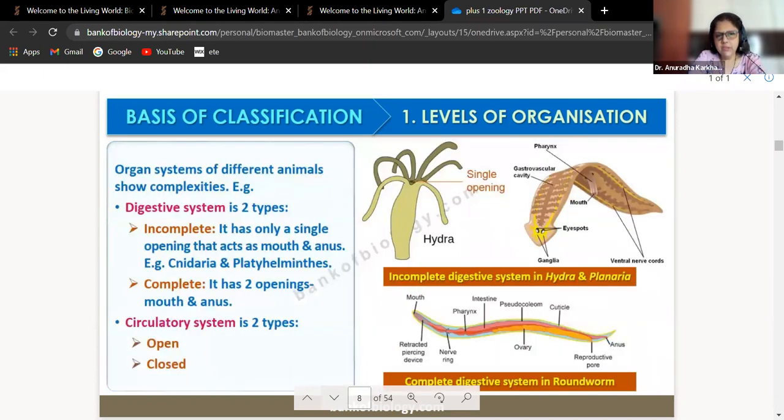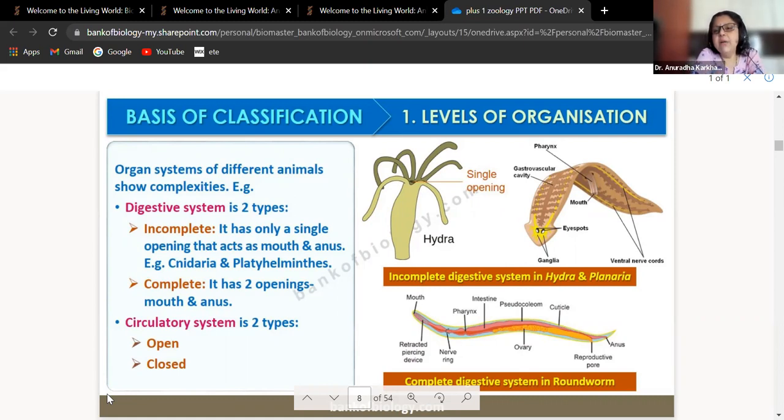Now we come to the level of organization. Organ systems of different animals show different complexities. For example, we have got digestive system, circulatory system, respiratory system, excretory system, reproductive system, nervous system, skeletal system, right? ये सारे जो systems हैं ना बेटा, उनमें हमने देखा है that not one single organ but several organs are interconnected to perform the same function. So like in case of digestive system we have got two types of digestive system, incomplete and complete. So those organisms which show organ system level of organization will still be classified further into two groups depending upon their digestive system.